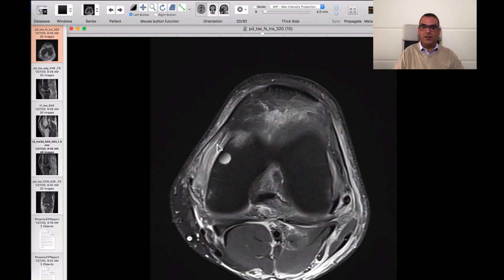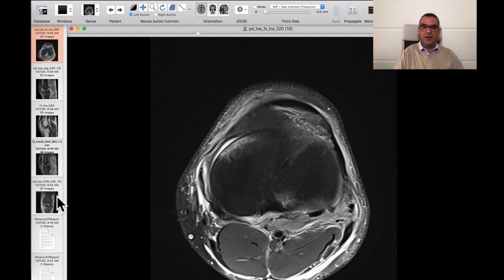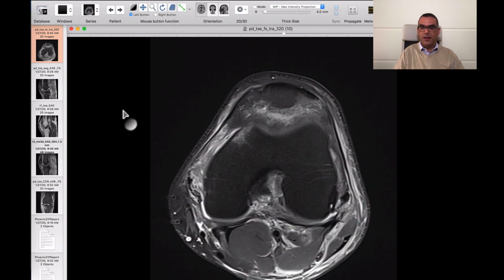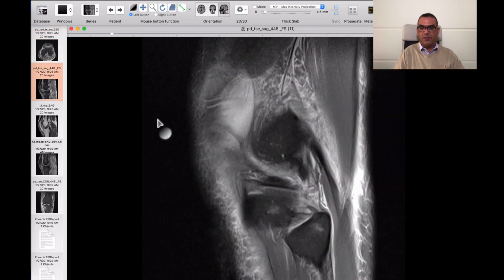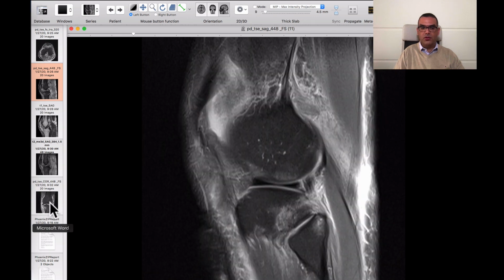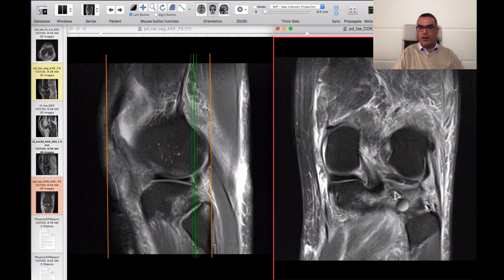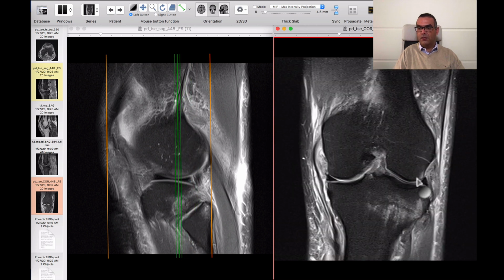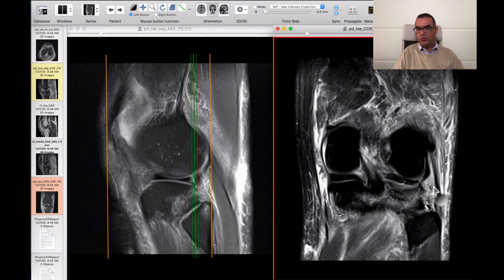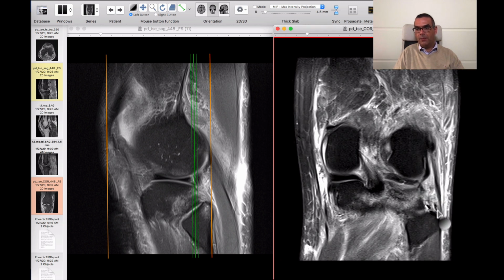This is just a last case I want to show you. This is also a case with an ACL injury and medial collateral ligament injury. What I want to show you in this case is just the posterolateral corner injury. We have in this case the small contusion at the lateral femoral condyle, the posterolateral corner of the tibial plateau, but I want you to see this area.